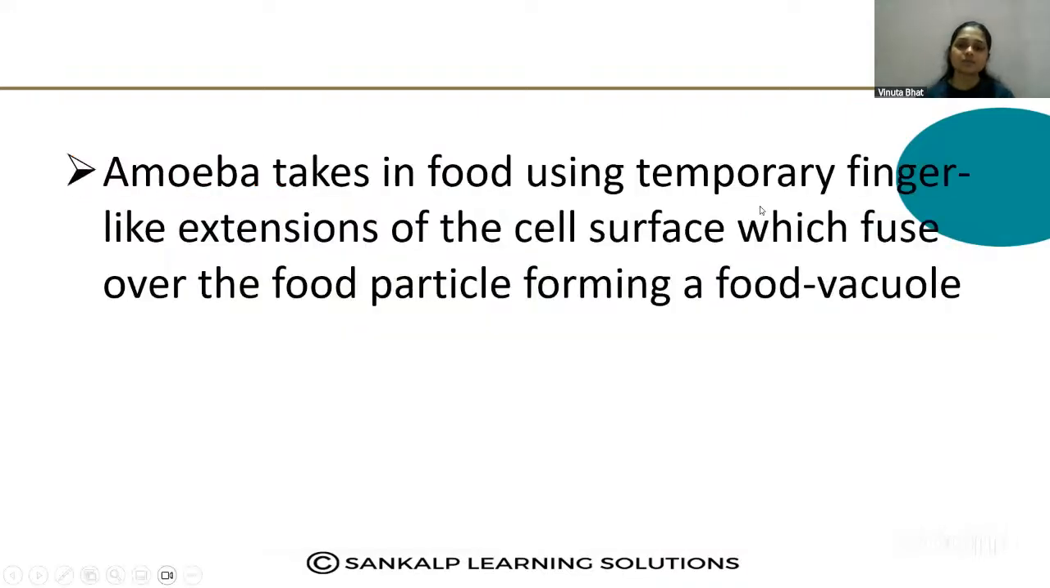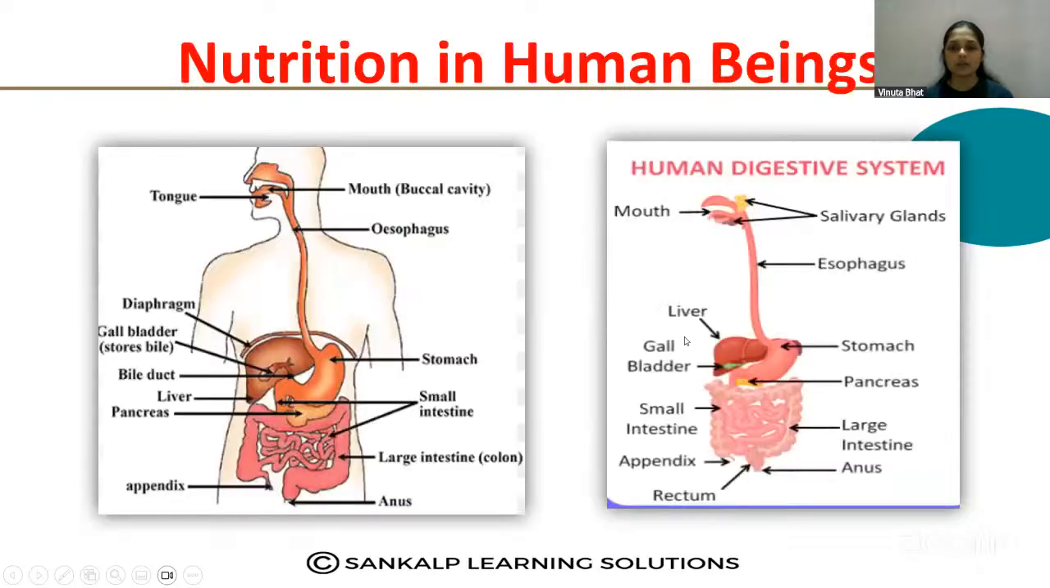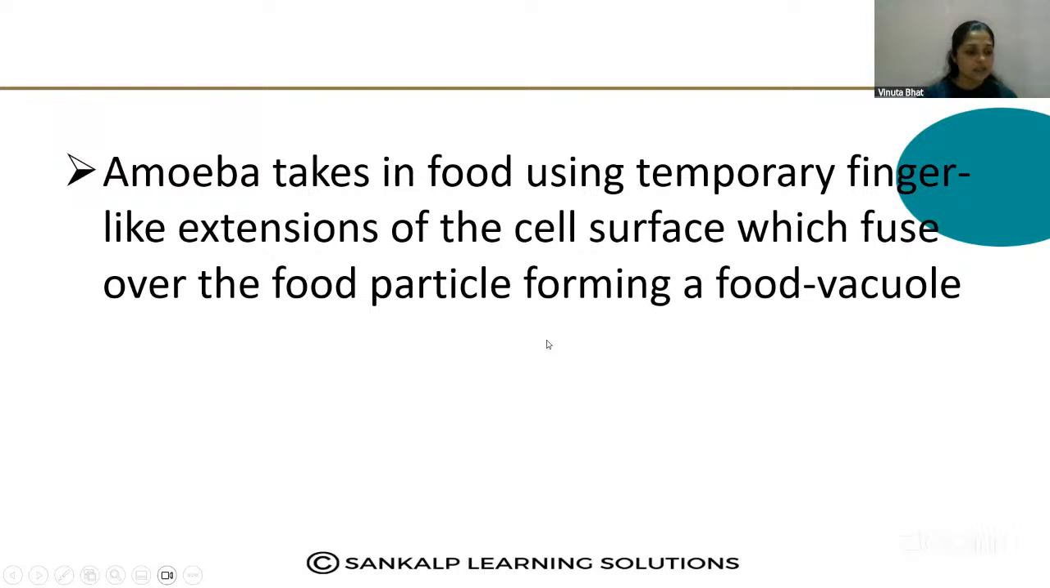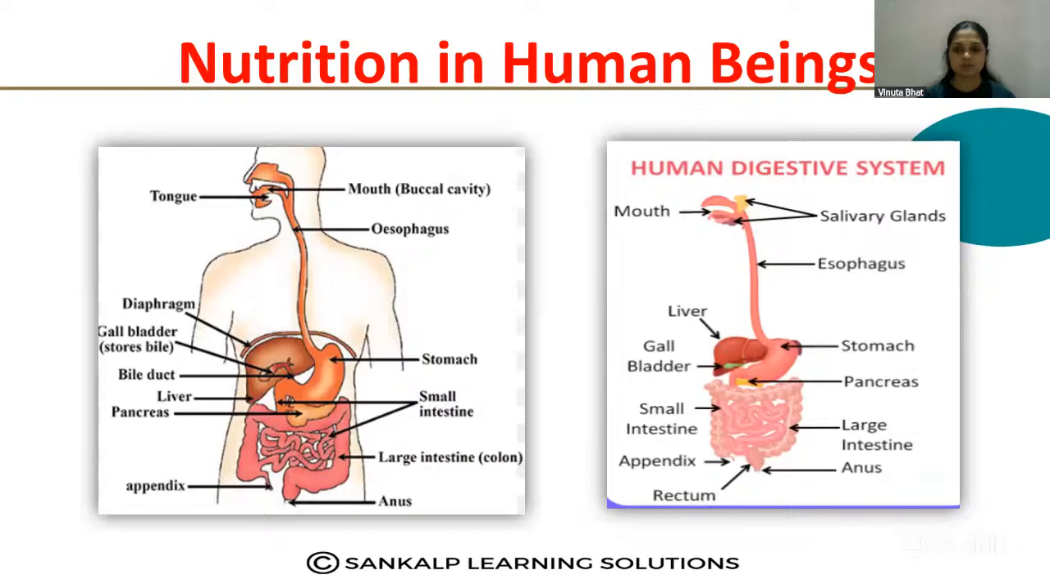See here, the amoeba takes in the food using temporary finger-like extensions that I have already explained, and the surface fuses over the food particle, forming the food vacuole. Then the very important topic, nutrition in human beings. How does nutrition in human beings take place? Human beings have an alimentary canal, which starts from the mouth and ends with the anus. That is called the alimentary canal.